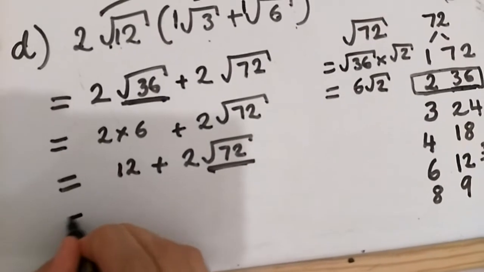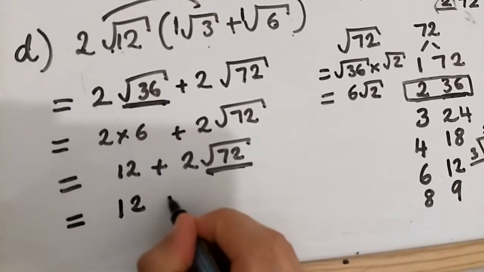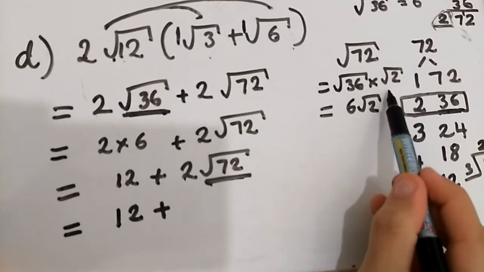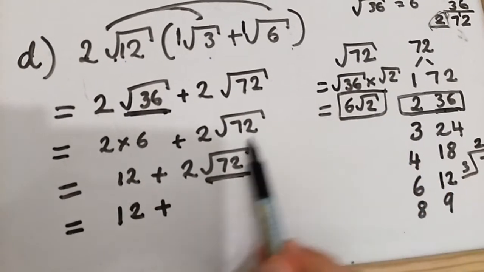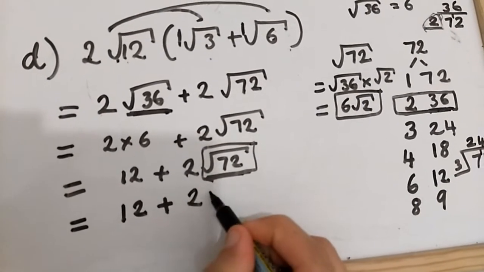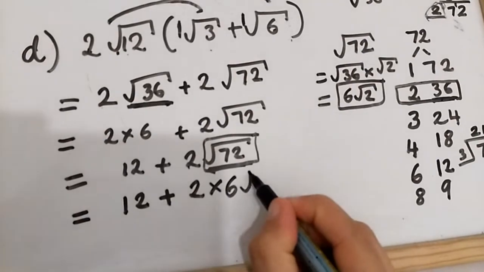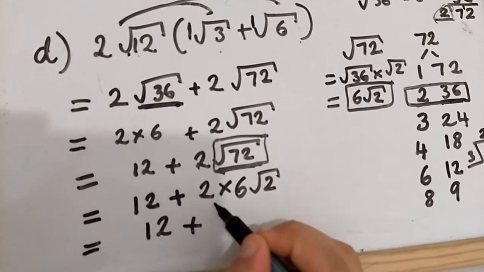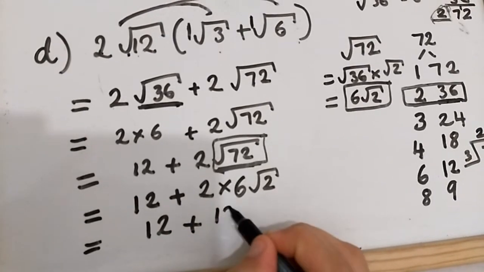So I go back to my question. 12 stays as it is. I've got 2 times root 72. So I'm going to replace the root 72 by 6 root 2. So that just means 2 times 6 root 2. 12 plus 2 times 6 is 12 root 2.